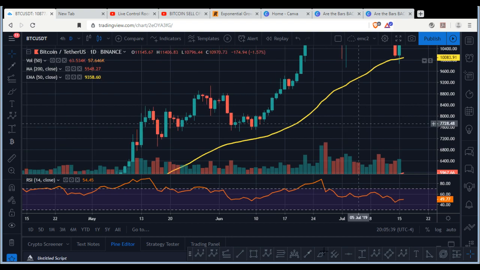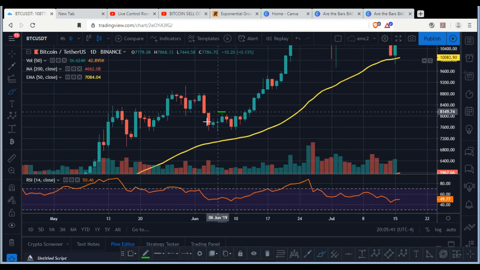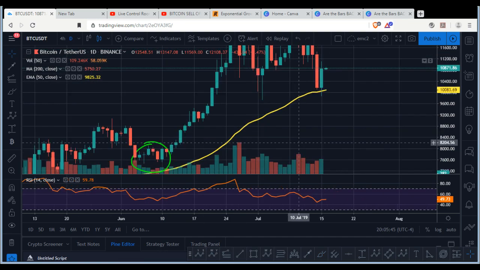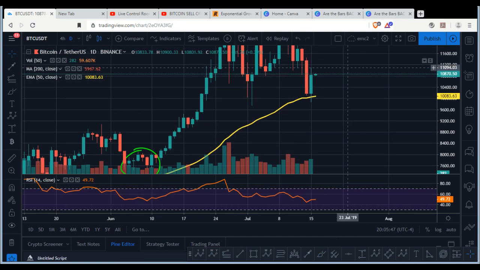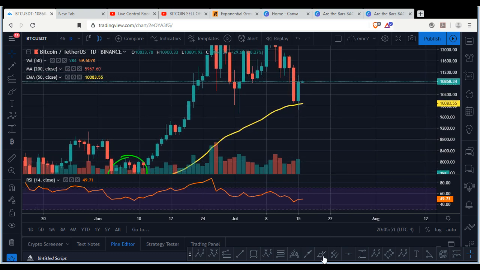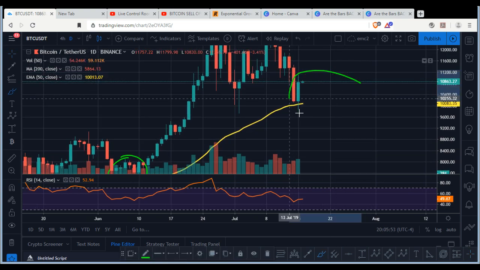Just like this, just like that. We could get this double bottom in this range. That's what I'm looking for. If we get this double bottom, it means the correction is done.